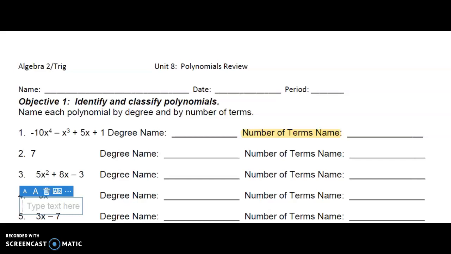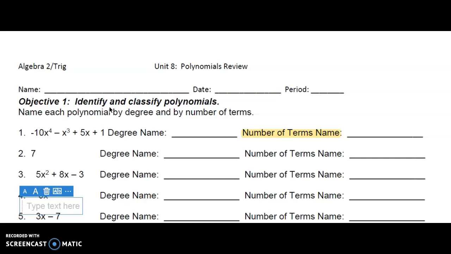a little while. So the first objective we went through was Objective 1, Identifying and Classifying Polynomials. For this objective, we're just naming polynomials by degree and number of terms. If you look back at your notes, we had a chart that told you all the names for degrees and for terms. We're going to review some of those today.